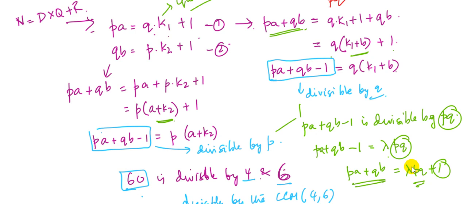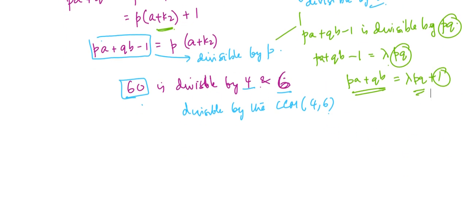Okay. Clear? Okay, sir. So your remainder of PA plus QB by PQ will be 1. Is it clear? Yes, sir. Now this is a very, very important concept. I just touched upon the concept that when a number is divisible by two different numbers, it will be divisible by the LCM of the numbers. Remember this.